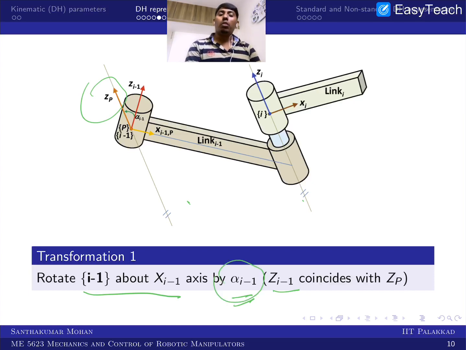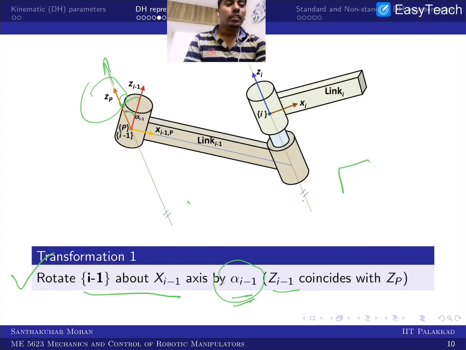Okay, so that is what the meaning. So in that sense, what we have done is taken zp as the parallel axis, or you can say parallel to zi, and I am taking zi-1 and rotating it to make it parallel. So in this sense, I fix this and rotate in such a way. So this is the first operation I have done.